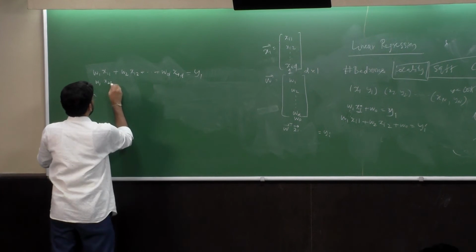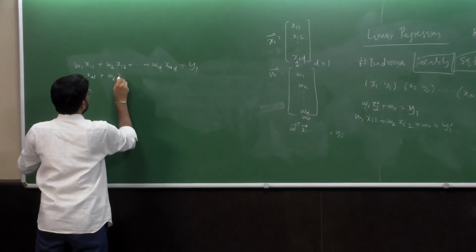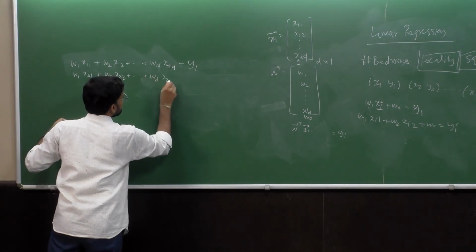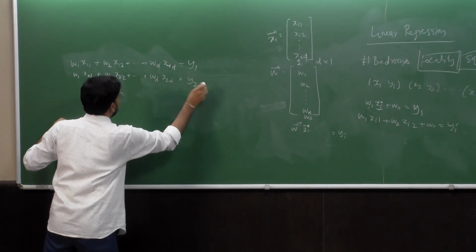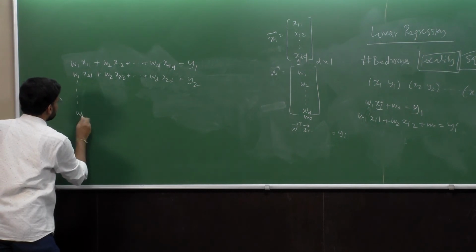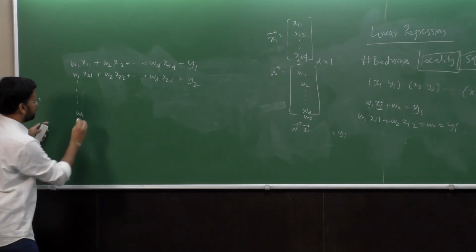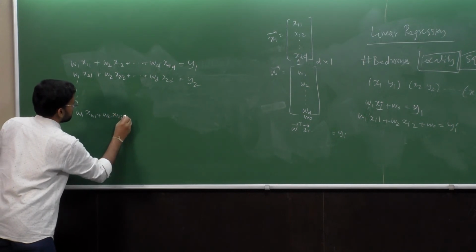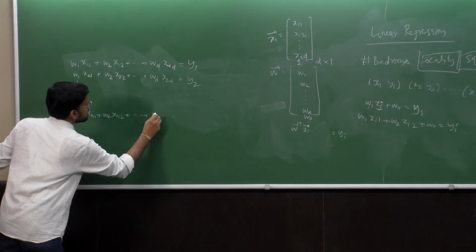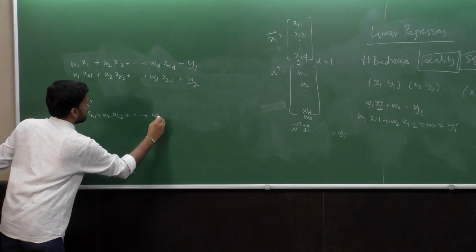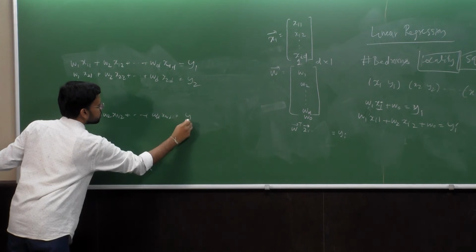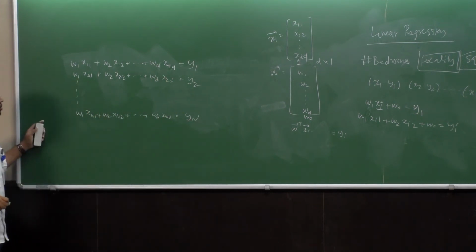So this is w1 x21 plus w2 x22 plus so on plus wd x2d equal to y2. I have n points. What will be the last one? w1 xn1 plus w2 xn2 plus so on plus wd xnd equal to yn. Very good. Now you put this in the matrix form and tell me now.